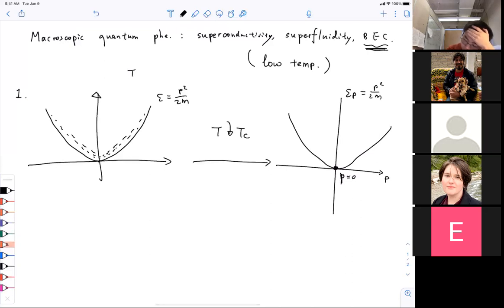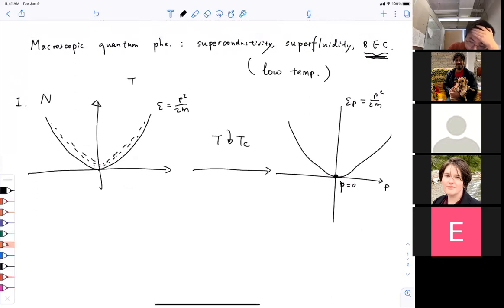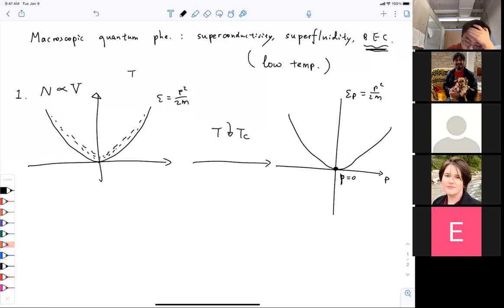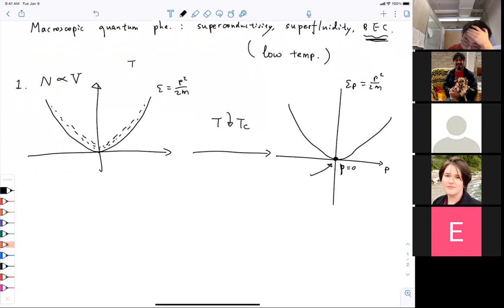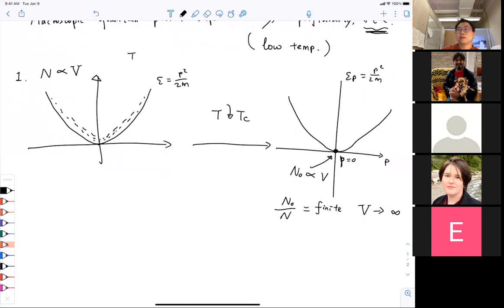When I say a finite number of particles, I assume the total number of particles in the system is capital N, which is of course proportional to the volume of our system. And when I say a finite number of particles condensed into this p equal to 0 state, I mean N naught is also proportional to the volume of the system. That means N naught divided by N is a finite number in the thermodynamic limit, when I take my system to be infinitely large, right? So that's basically the phenomenon of BEC.